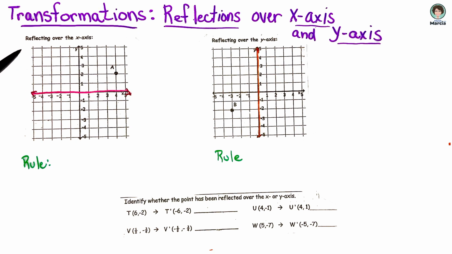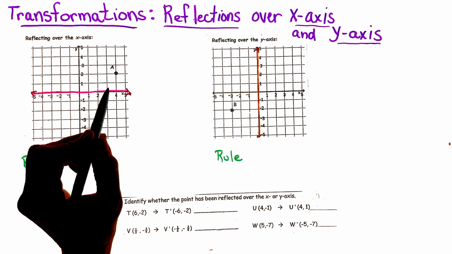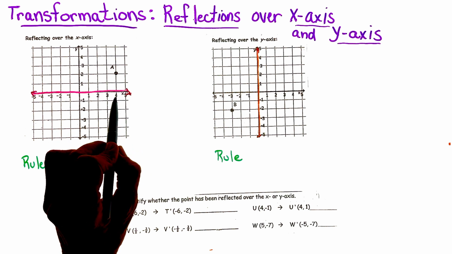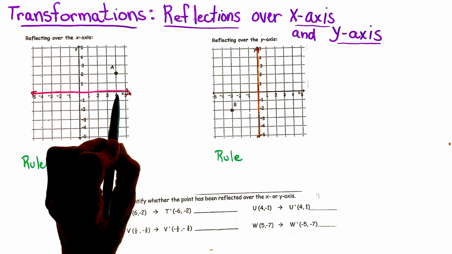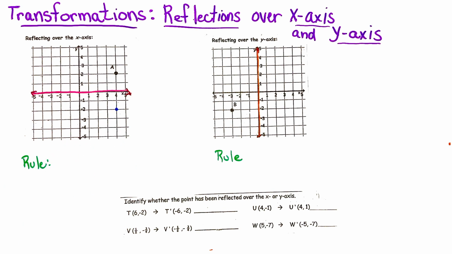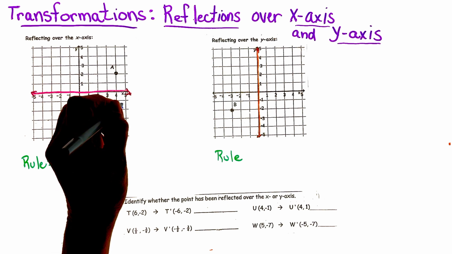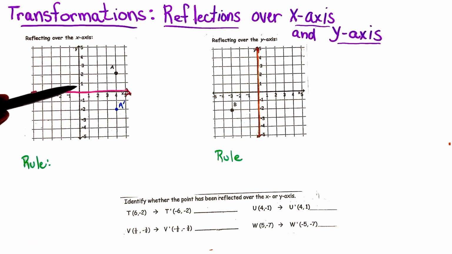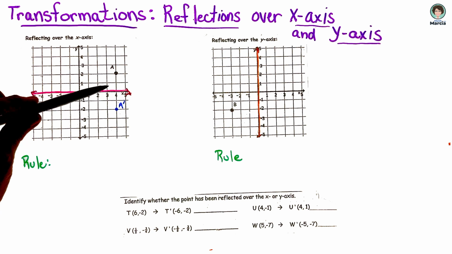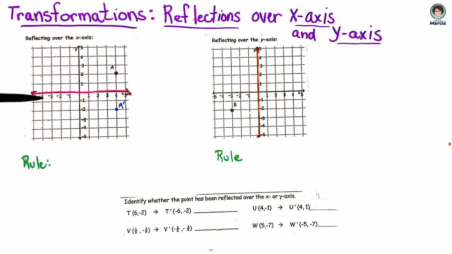If we're reflecting a point over the x-axis, the other point must be the exact same distance from the x-axis. Here I have point A, and it is 2 spaces off of the x-axis. To be a reflection, we go 2 spaces down and put a point here, and we name it A prime. That means this is your original point, and this is the new point that was reflected. If you fold this graph in half, those points would be right on top of each other.